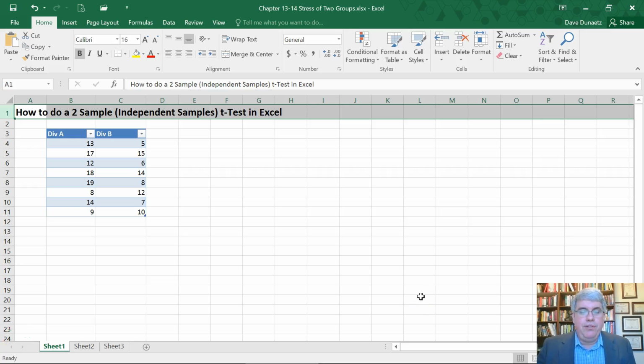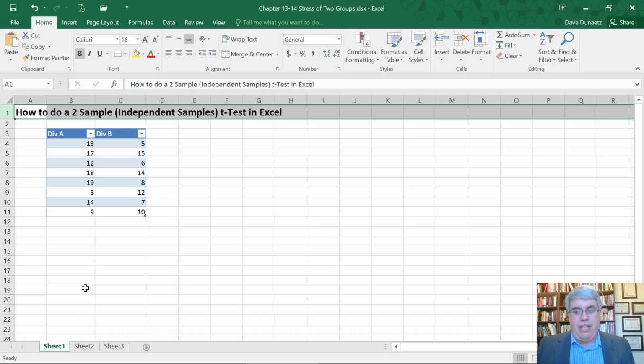Let's look at how we can do a two-sample, sometimes called an independent samples, t-test in Excel. So here we have data from two groups. These are stress levels, and we've got Division A and Division B. Division A is led by Al, Division B is led by Bob, and we think that Al might be stressing people out a little bit more.